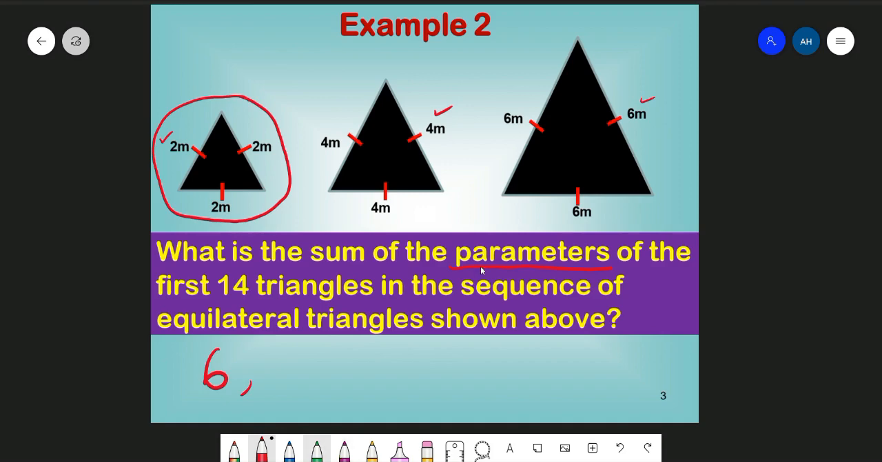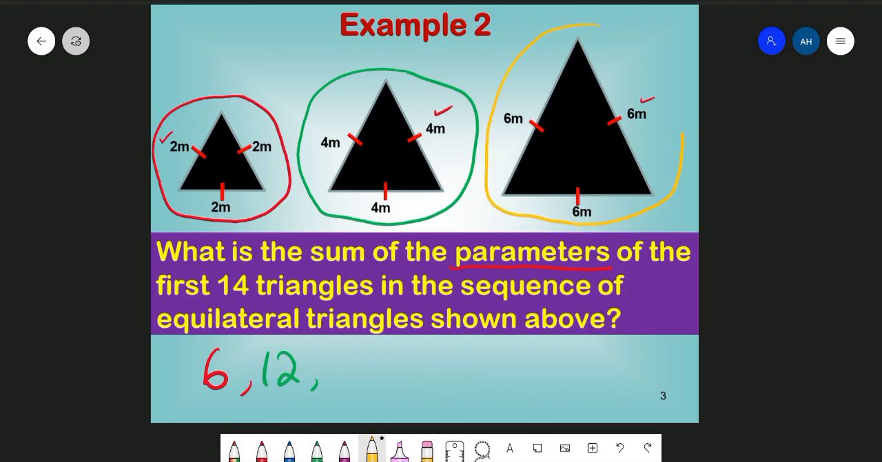Now for the second diagram, that is this one, the perimeter is equal to 4 times 3, that is 12. The total of the sides is 12 because 4 times 3. Now for diagram number 3 here, the perimeter is 6 times 3, that is 18. And we can continue the process of finding the perimeter of the triangles. This is the sequence that we have, starting from 6, 12, 18, and so on.